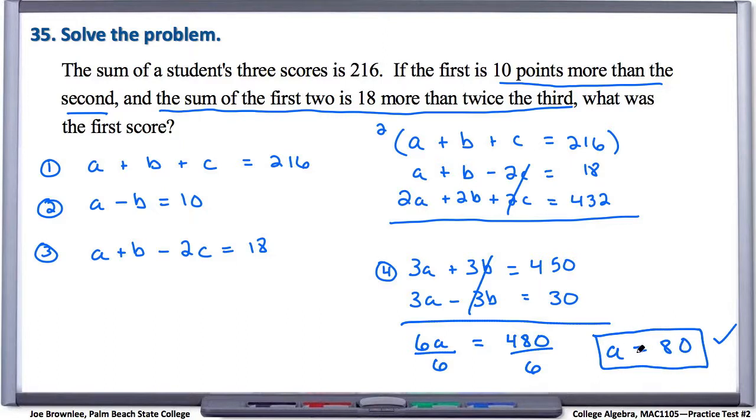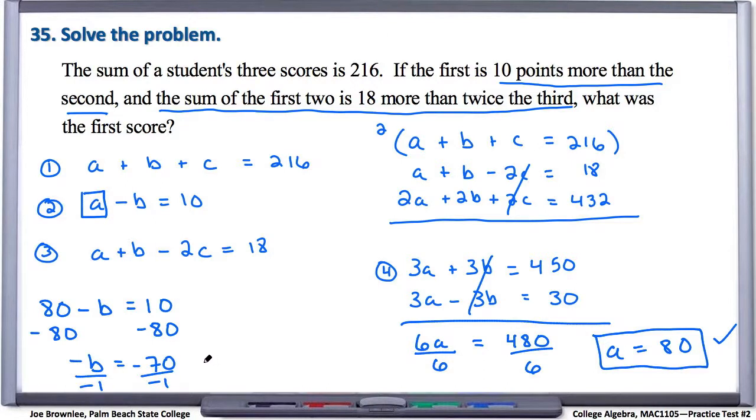But now that we have this first score, if we want to solve for B, what we can do is take this score and plug it into equation 2 for A. All right, and let's do that. So we're saying A minus B equals 10, but we know what A is. We just solved. So 80 minus B equals 10. We want to solve for B, so let's subtract 80 from both sides. That'll leave us with negative B equals negative 70. If we divide by negative 1 on both sides, we'll end up with B equals 70. So score B, or the second score, was a 70.